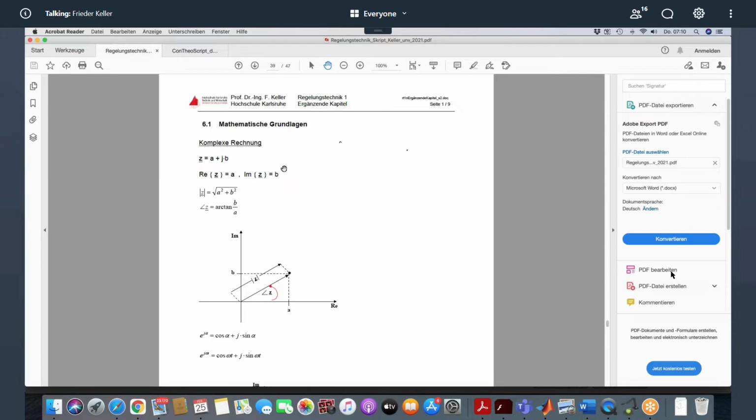Here, just to show you what's all in the script, you see the complex calculation. That seems to be important. For a plus jb, the real part is a and the imaginary part is b, as stated here. The absolute value of that is a squared plus b squared, and the root out of that. And for the next formula, I have to make a note, that is not perfectly written here. The angle of the complex number is stated here: the arctan of b divided by a.